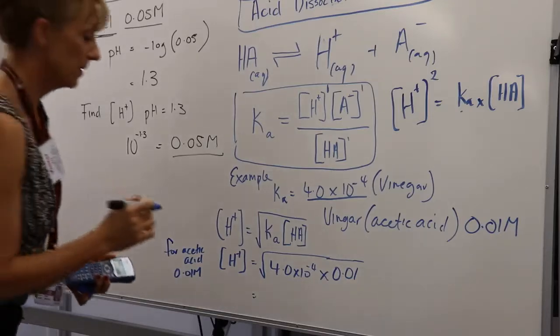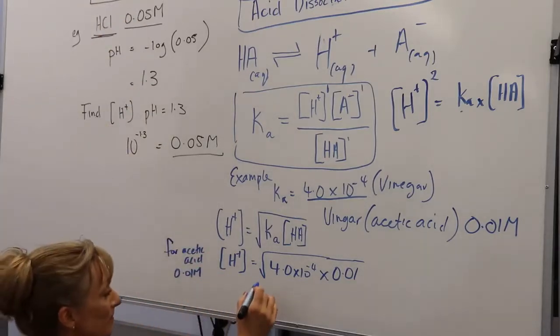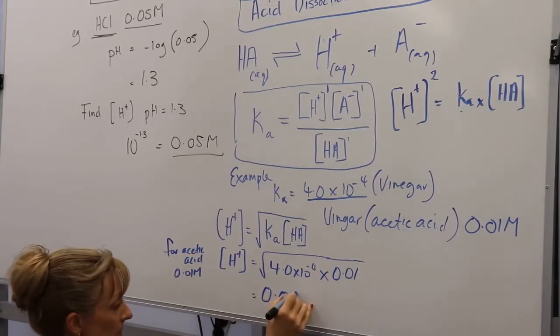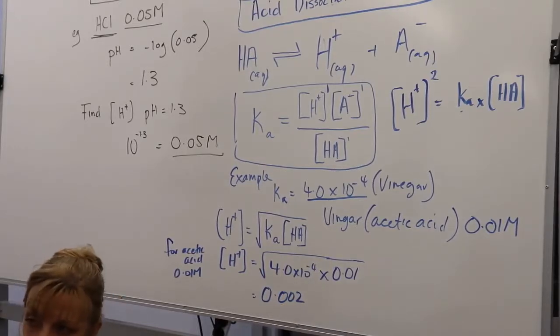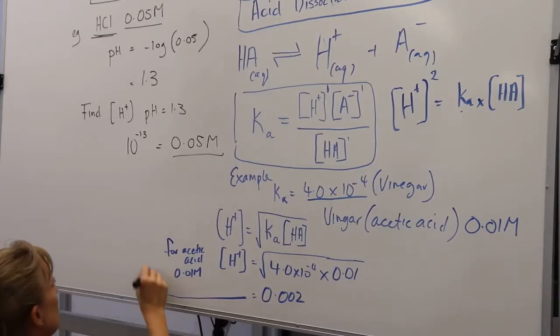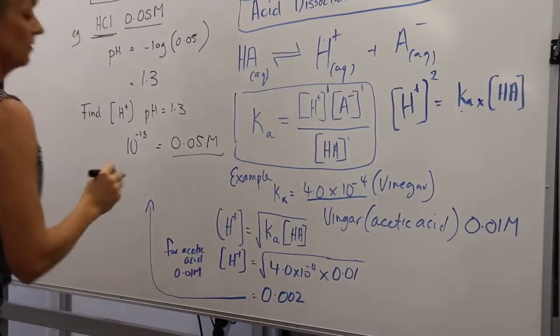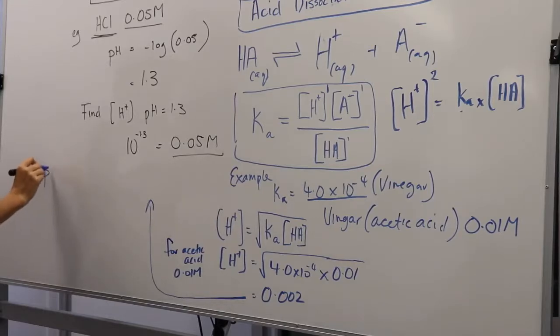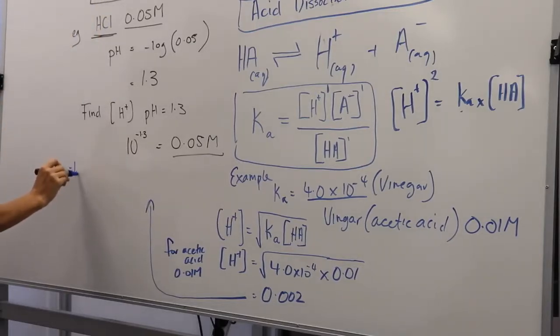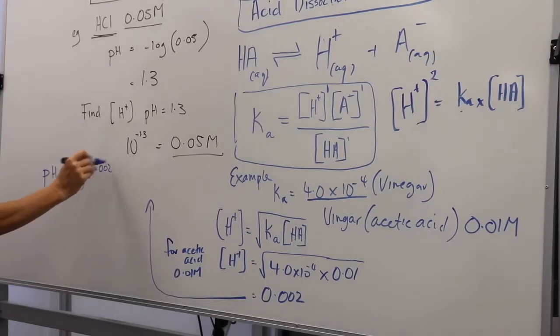And hopefully you agree with me. That would be handy. Did you get 0.002? Yes, hooray. Now put that into this formula over here and you can get the pH of your acid solution. pH equals minus log of your 0.002, that can be rounded now, and what do you get?